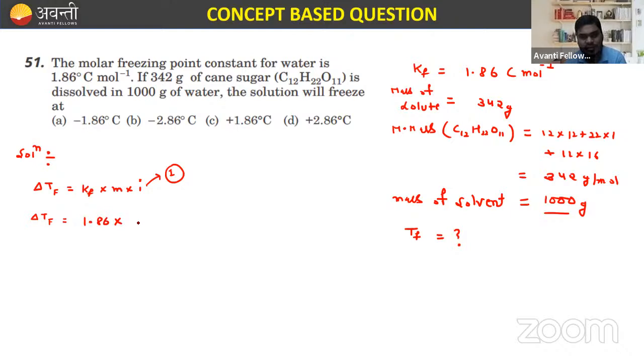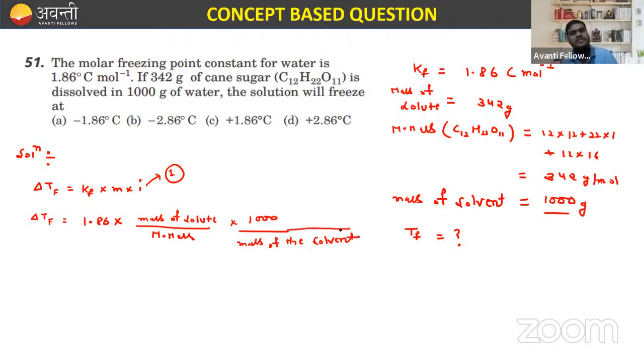Molality is nothing but the mass of the solute divided by the molar mass, multiplied by 1000, and divided by the mass of the solvent. So delta TF is equal to 1.86 into mass of the solute upon molecular mass into 1000 upon mass of the solvent. So this is all about delta TF.